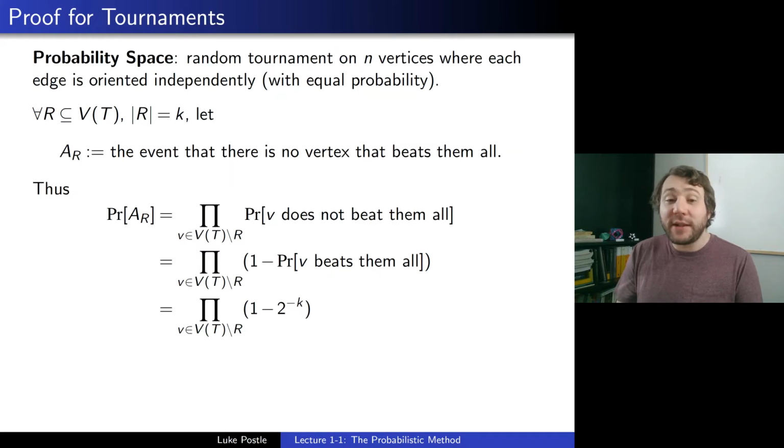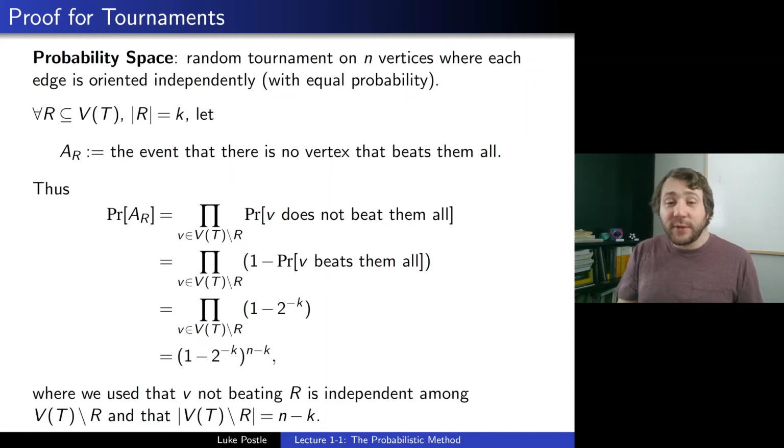And so now we can take the product of all these probabilities. We just have to do that to the size of V(T) minus R, which is n minus k. And so again, here we've used this independence for that first line, and we use the size of V(T) minus R being n minus k. And that should seem familiar, as that's the term that appeared in the theorem, or part of the term.